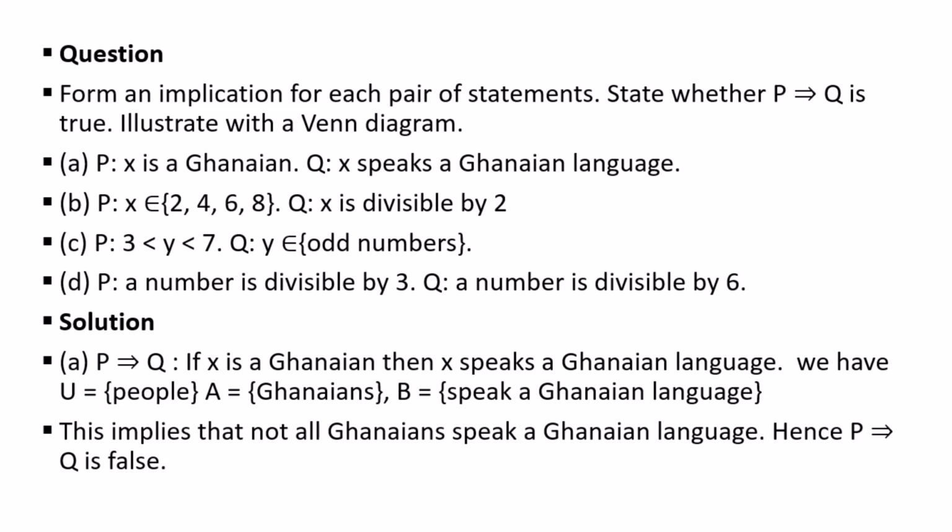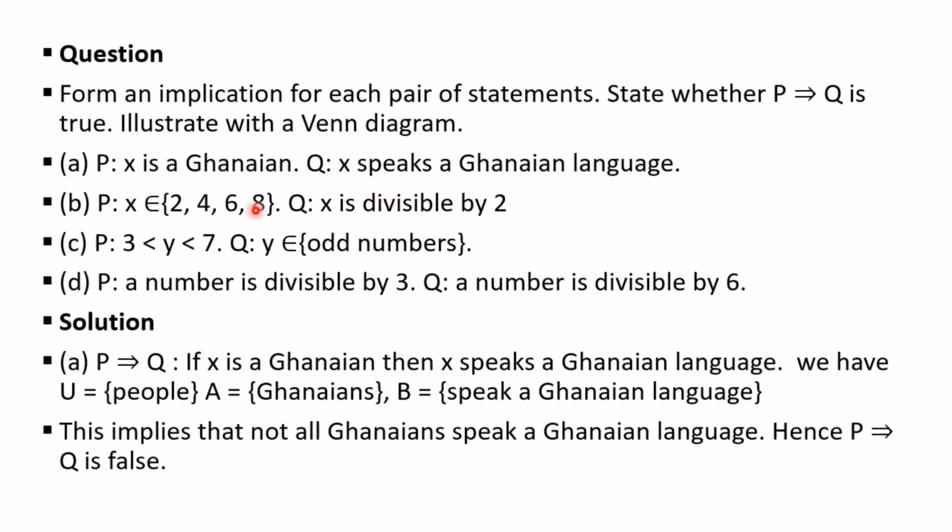So we have a few questions there. We want to finish and illustrate them in the Venn diagram. P: S is a Ghanaian. Q: S speaks a Ghanaian language. So if S is a Ghanaian, then S speaks a Ghanaian language. This implies that not all Ghanaians speak a Ghanaian language. Hence, P implying Q is a false statement. Not all Ghanaians speak. So the moment you say S is a Ghanaian, then automatically you speak the Ghanaian language. No, it's not true.